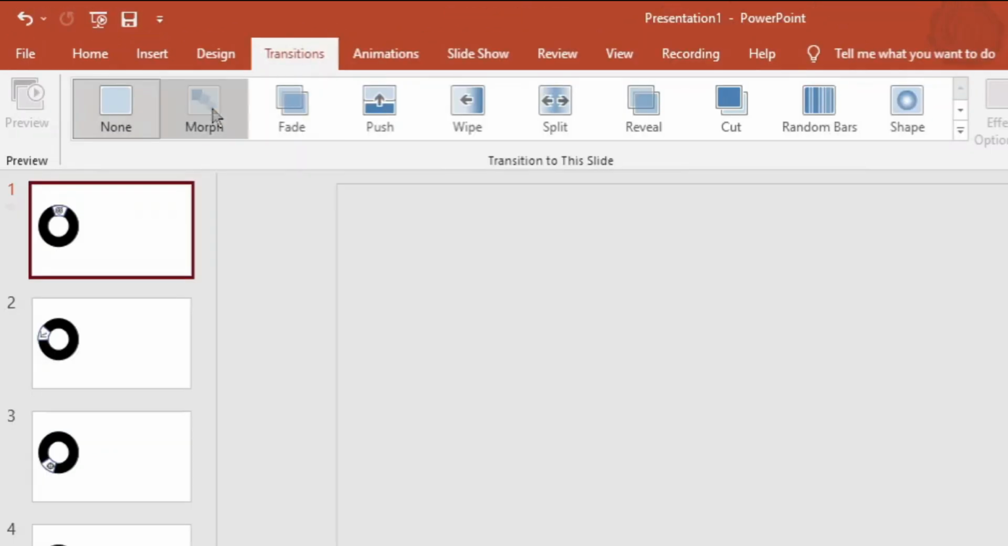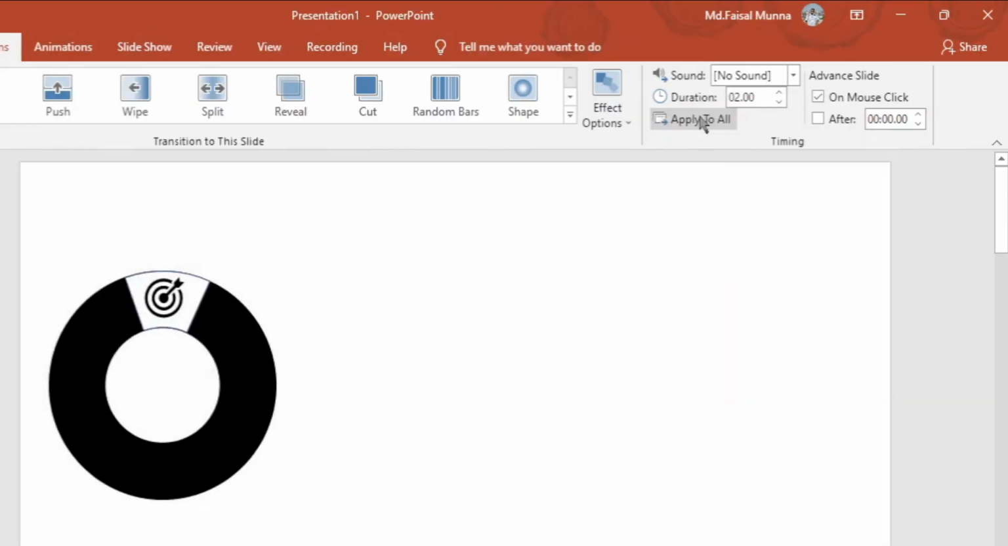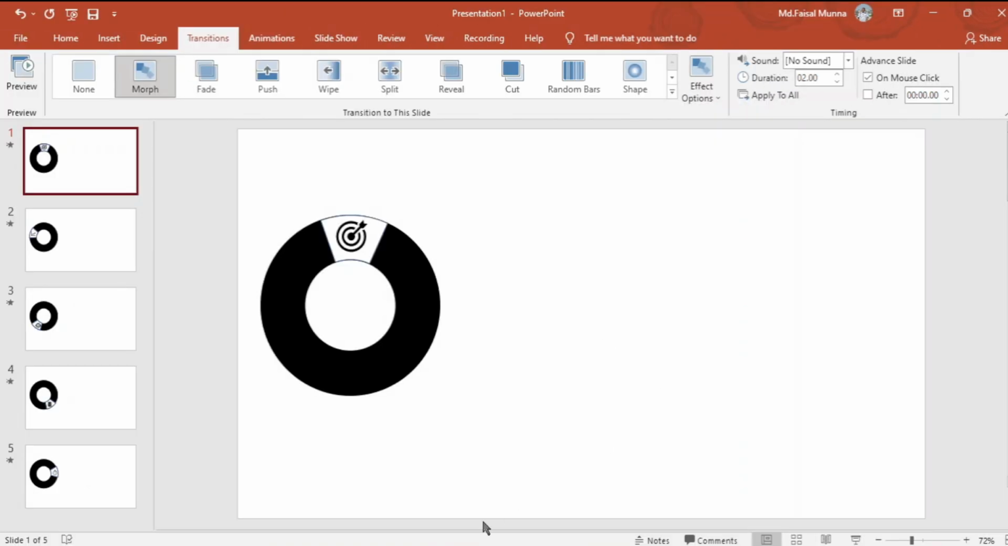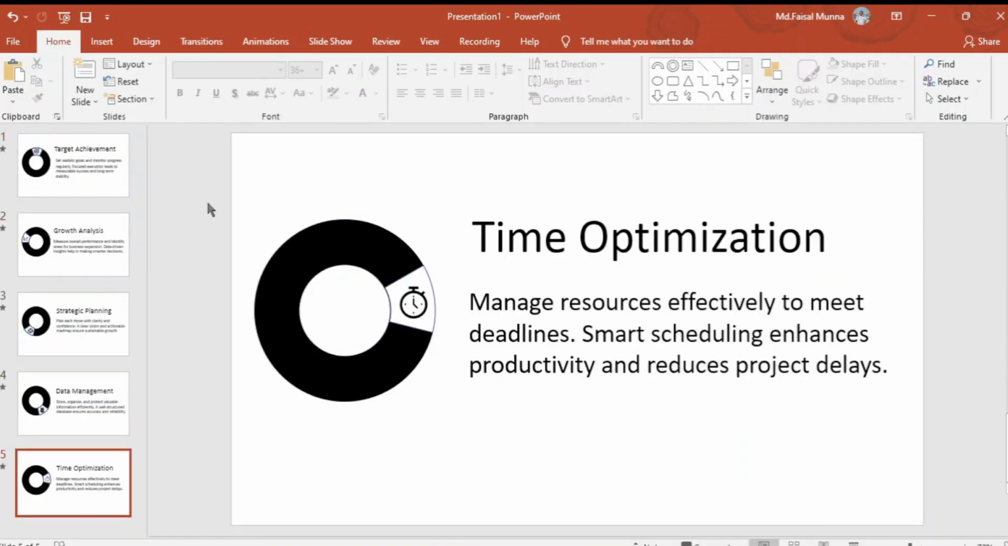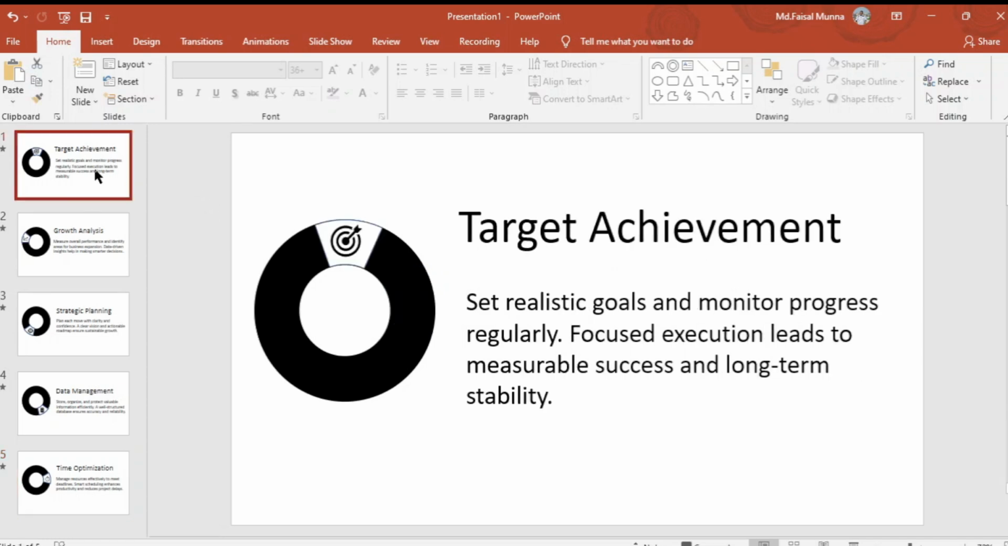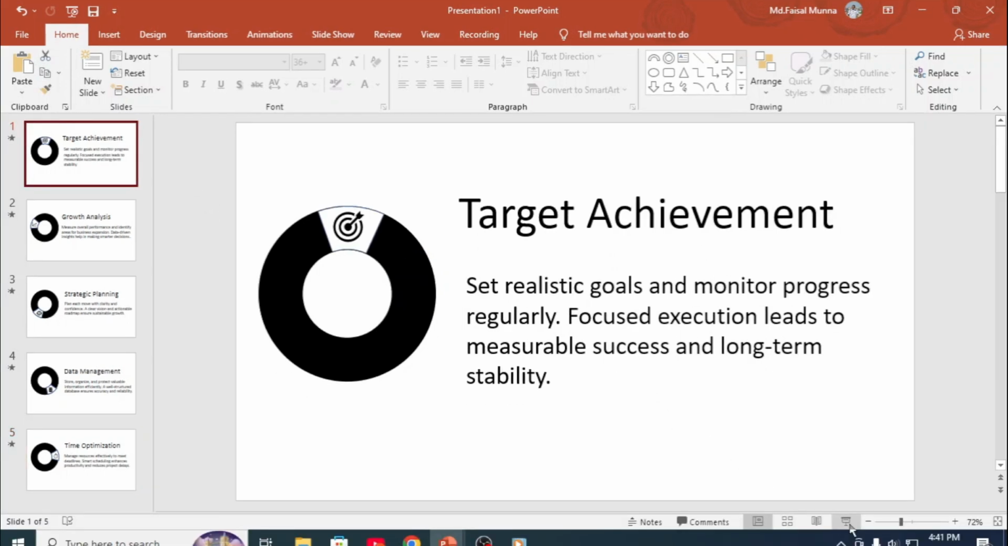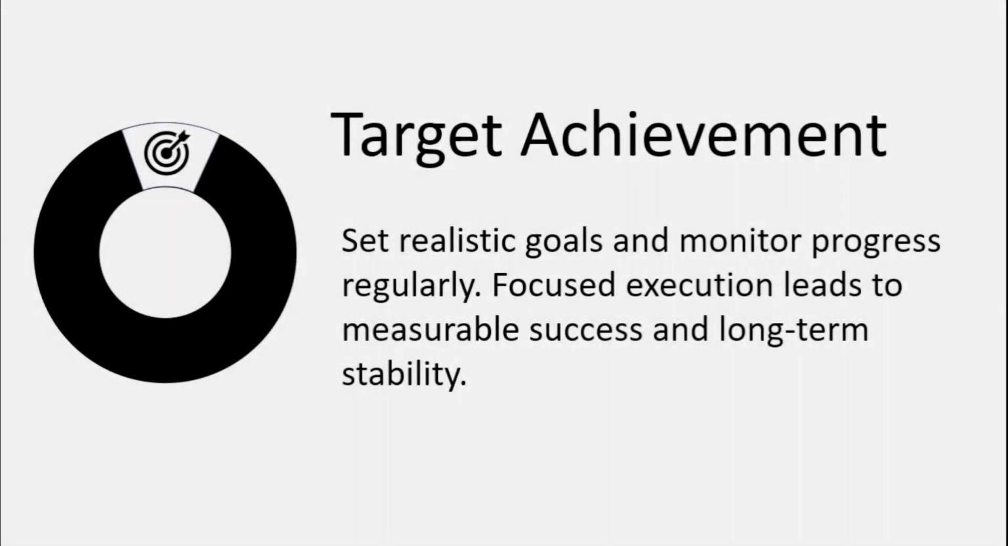Let's add morph transitions to the slides. Click Apply All. Add some text to all slides under the slide topic icons, placing it under the icons for the respective topics. Now, take a look at the results of the PPT design. Press F5 to start the slideshow.